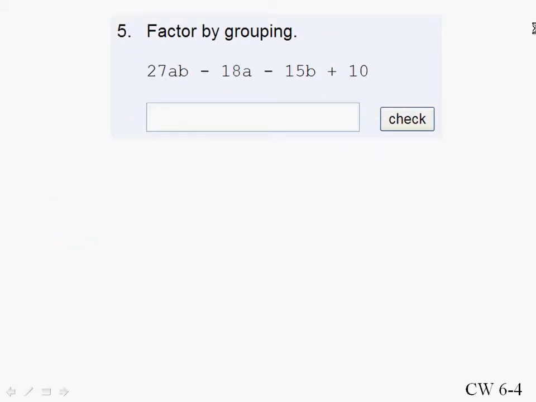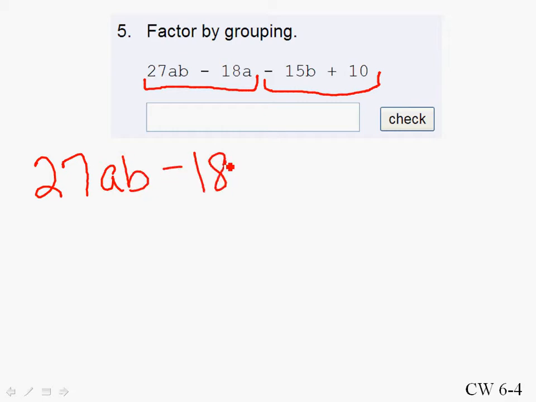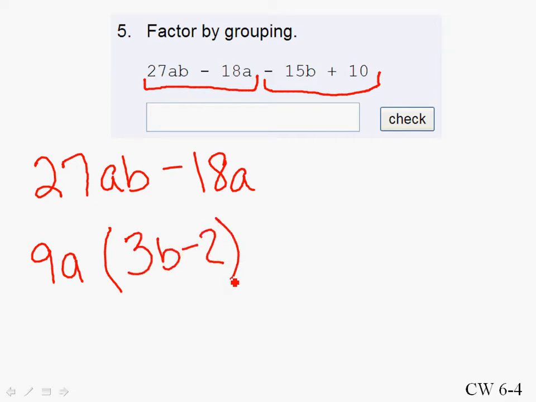Okay, an example for number 5, factor by grouping. 27ab minus 18a minus 15b plus 10. I'm going to go ahead and group the first two and the last two. So 27ab minus 18a, the greatest common factor is 9a. If I divide 9a into each term, I get 3b minus 2.